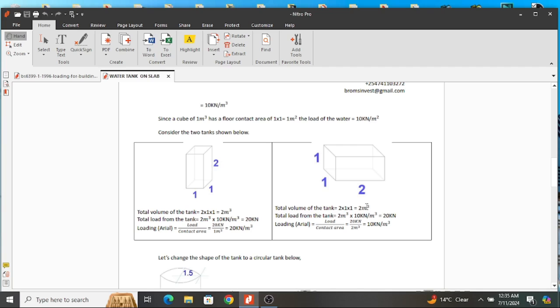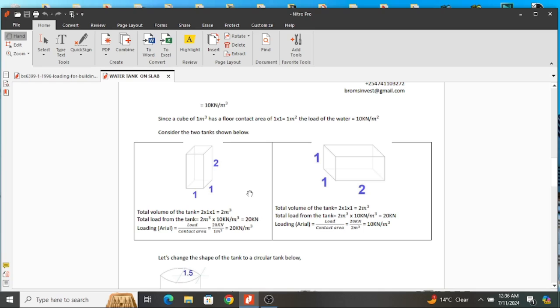Let us determine the load of water from the tanks. This tank has 2 cubic meters, and the density of water is 10 kilonewtons per cubic meter. Therefore, the total load of the water from this tank is 20 kilonewtons. The second tank is still 2 cubic meters, and the density of water is 10 kilonewtons per cubic meter, which will still give you 20 kilonewtons. So the loading from this and this are equal.